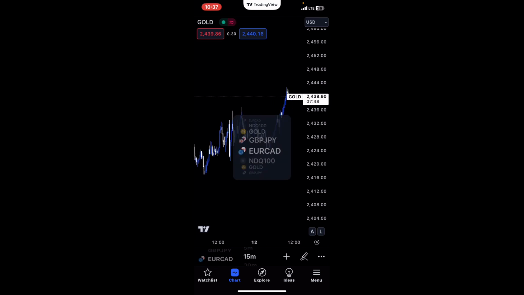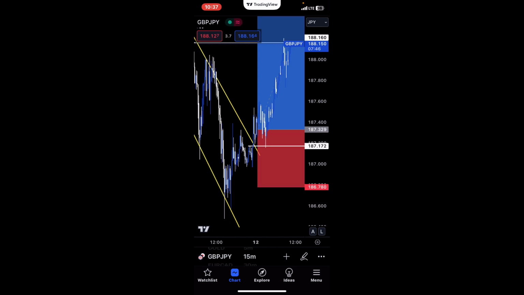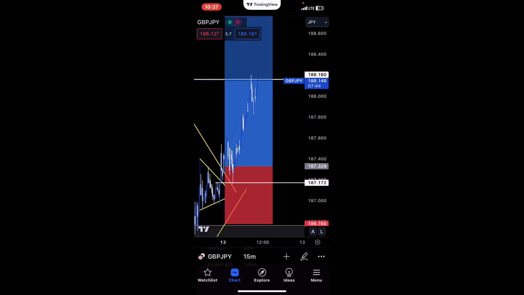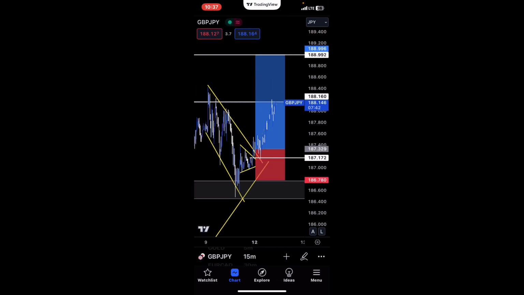But nonetheless, guys, GBPJPY, we chopped. TP1 was hit, hoping for it to hit TP2 so the signal group can eat. But yeah, guys, if I see another setup, I will keep you guys posted.